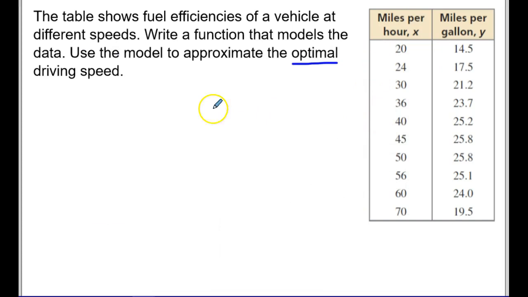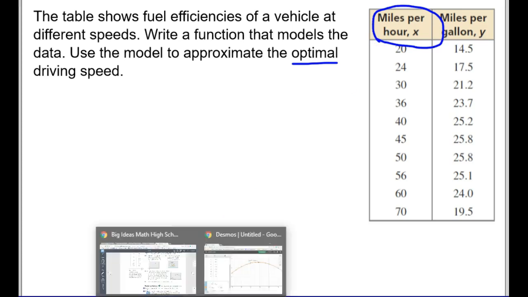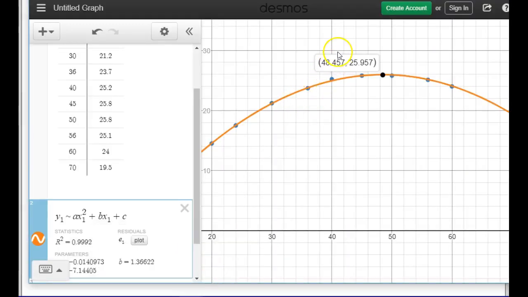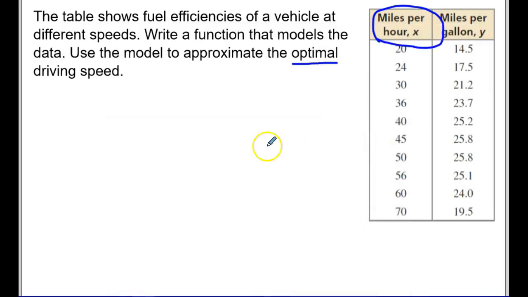Okay? So it asked me the optimal speed, and I know that speed was my miles per hour, which is my x value, so I can say that my optimal speed is going to be about 48.5 miles per hour, and that will give me my optimal driving speed. So I can go ahead and use my technology to help me out here.